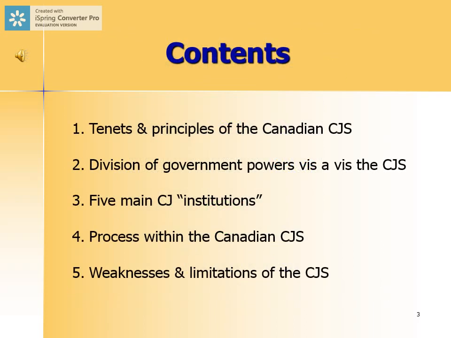So in this module, we're going to do basically 5 things. Provide an overview of the basic tenets and principles of the Canadian criminal justice system. Outline the division of powers between the different levels of government in Canada vis-a-vis the criminal justice system, so who's responsible for what. Talk a bit about the 5 main institutions within the criminal justice system, a brief summary of the process within the criminal justice system, so from arrest all the way to parole, and then finish with a discussion of some of the challenges, weaknesses, and limitations that confront the Canadian criminal justice system.